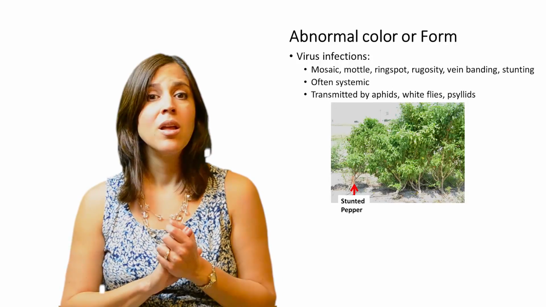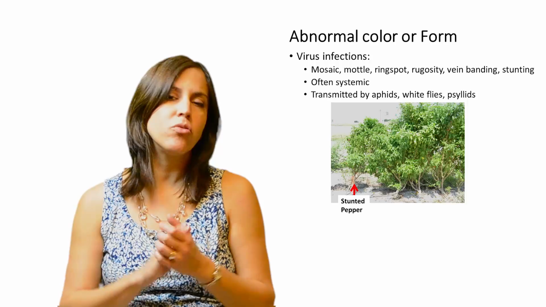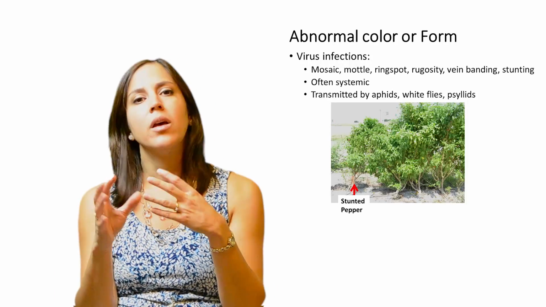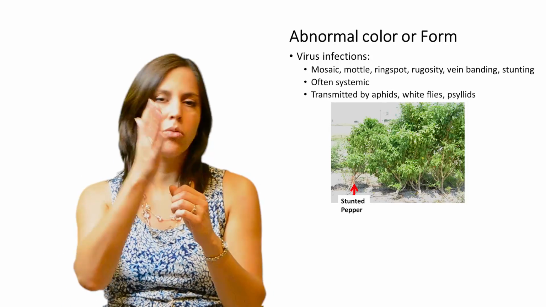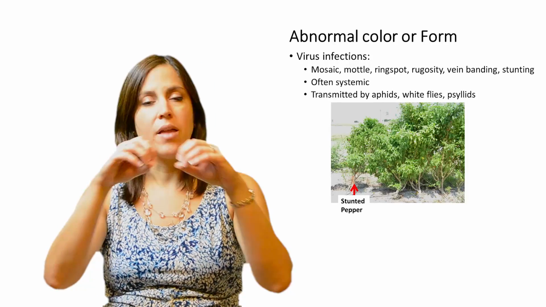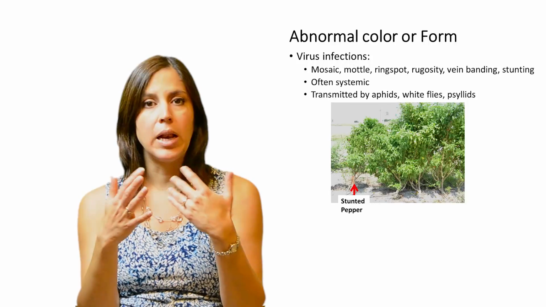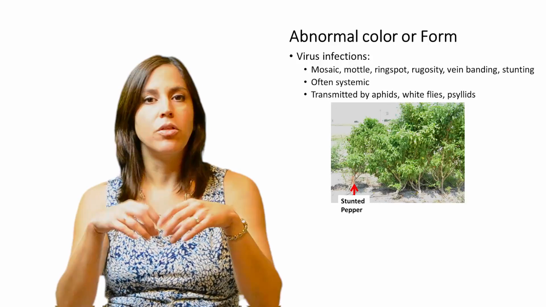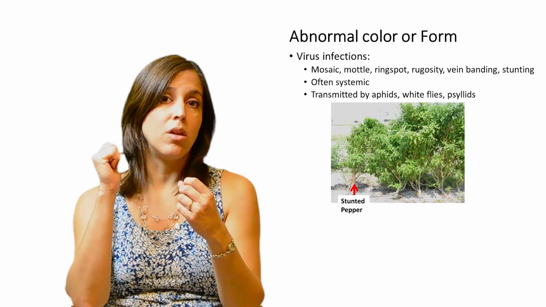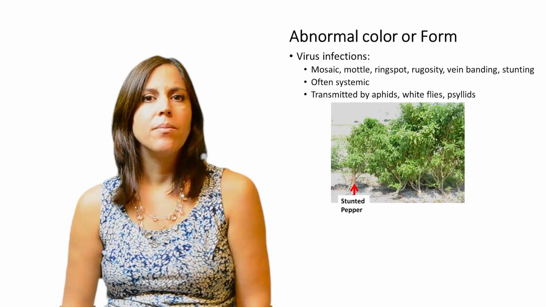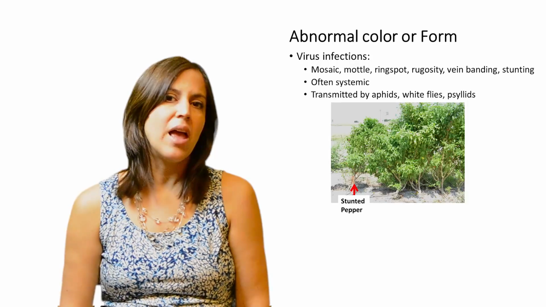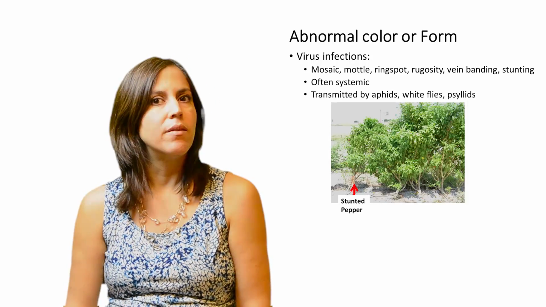Viruses often cause systemic infections, which basically start at the lower leaves, and then when they become systemic, they go to the upper leaves. Most of the symptoms, the mottling and the mosaics, you can see actually in the younger tissue rather than the older tissue. And many times they're transmitted by aphids, by whiteflies, or psyllids.